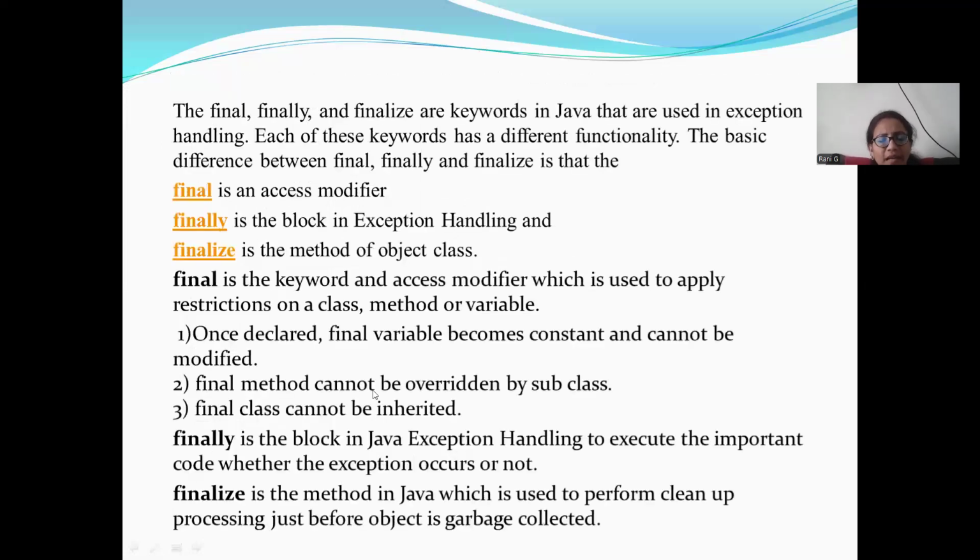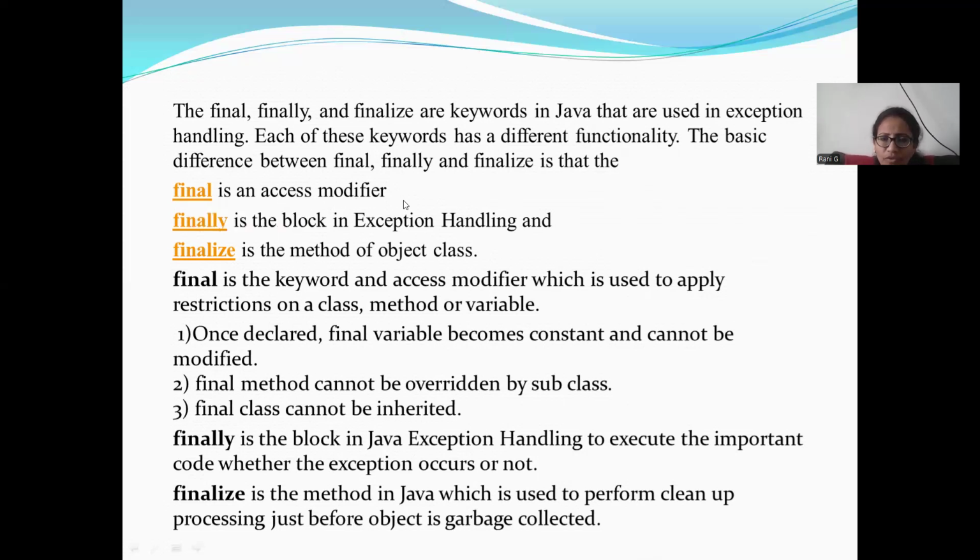Next is the final keyword. Here we are using the terms final, finally, and finalize. These are also three keywords that are used in Java exception handling. First of all, what is the final keyword? Each keyword has a different functionality. What is the difference between the final keyword, finally, and finalize? So final is nothing but an access modifier. We have different access modifiers in our Java programming. So in exception handling, we are using the final access modifier.